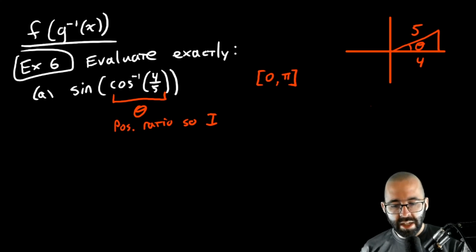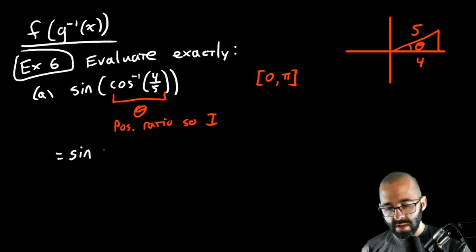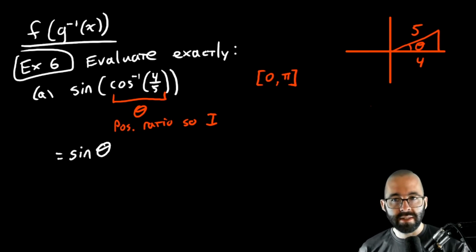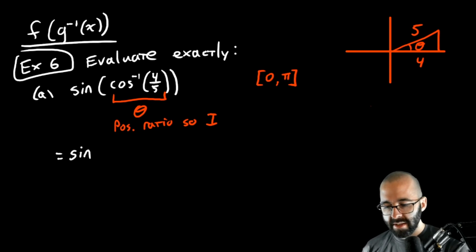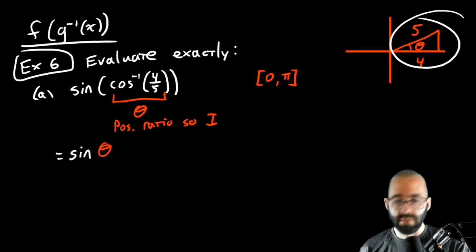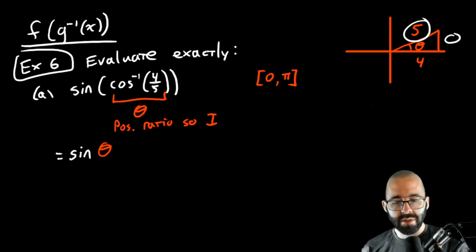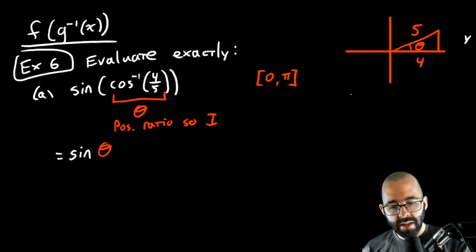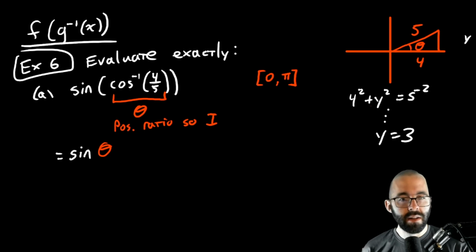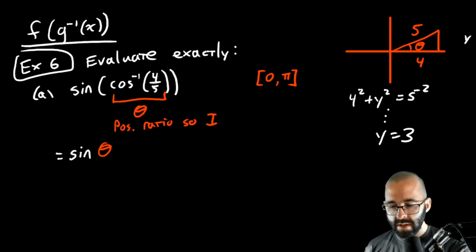Now, we need to know what the sine of that angle is. It's the same theta. I'm going to write the theta in red still. What's the sine of this theta? I don't know. It's opposite over hypotenuse. We don't know the opposite. Let's find it out. Say the opposite is some y. It's going to be 3. It's a special triangle. All right. So what is the sine of theta?